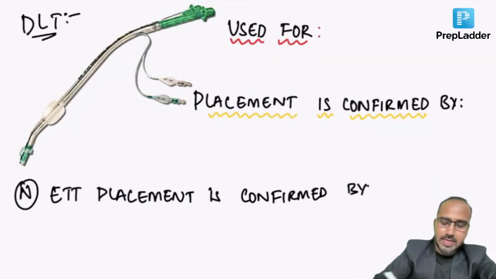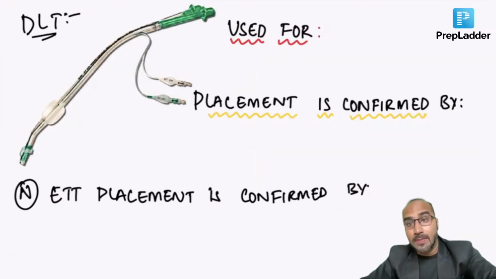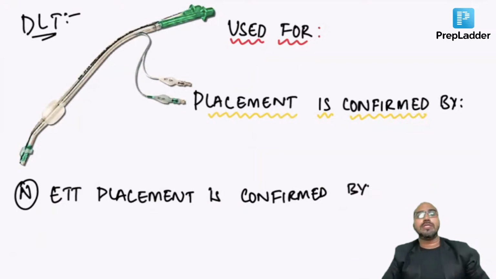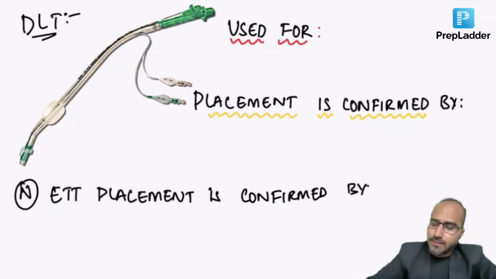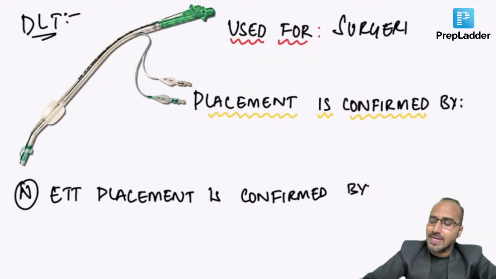DLT is nothing but double lumen tube. Now, when do you use this double lumen tube, guys? What is the usage of double lumen tube? Double lumen tube is a very long tube. It is used for surgeries requiring one lung ventilation.